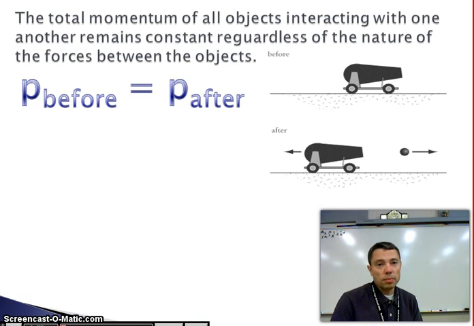All right, and so the statement is: the total momentum of all objects interacting with one another remains constant regardless of the nature of the forces between the objects.